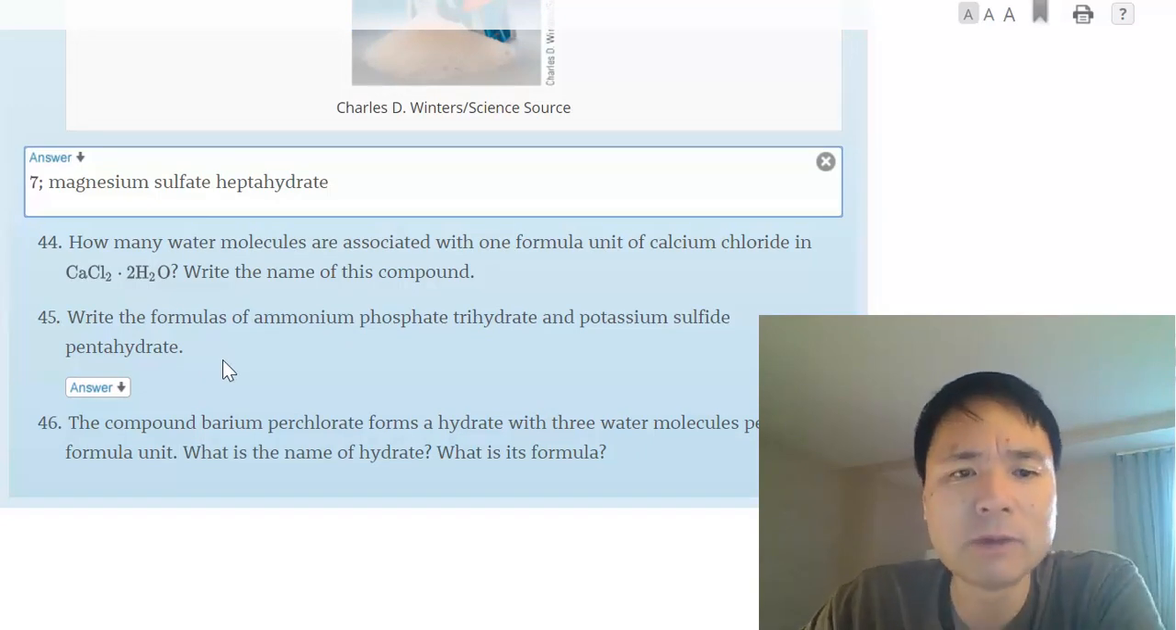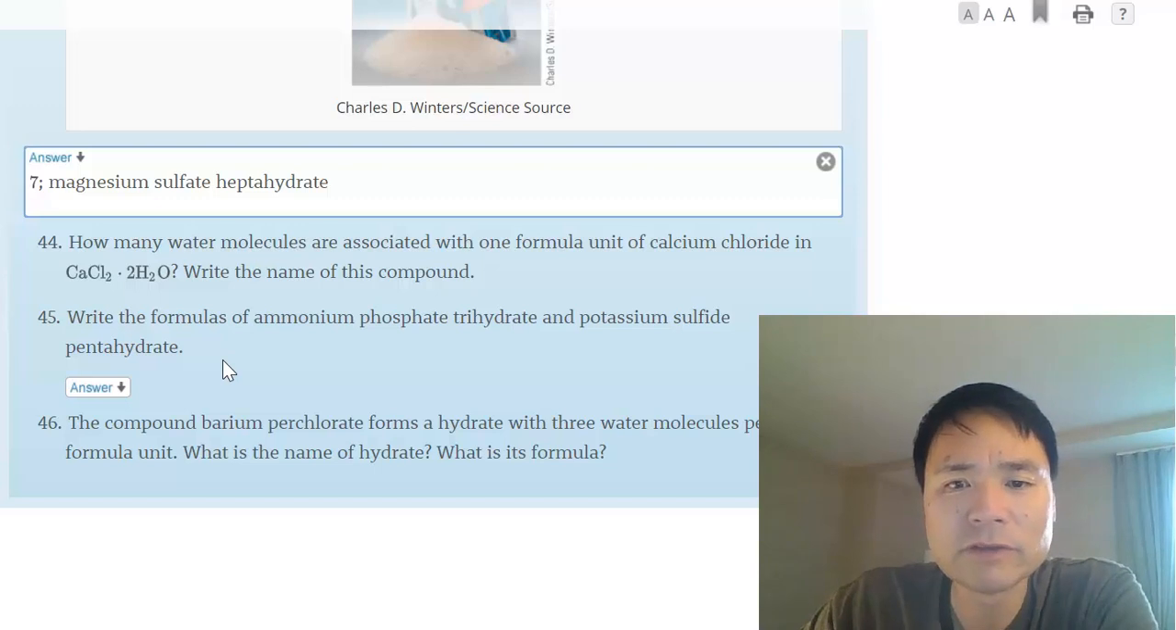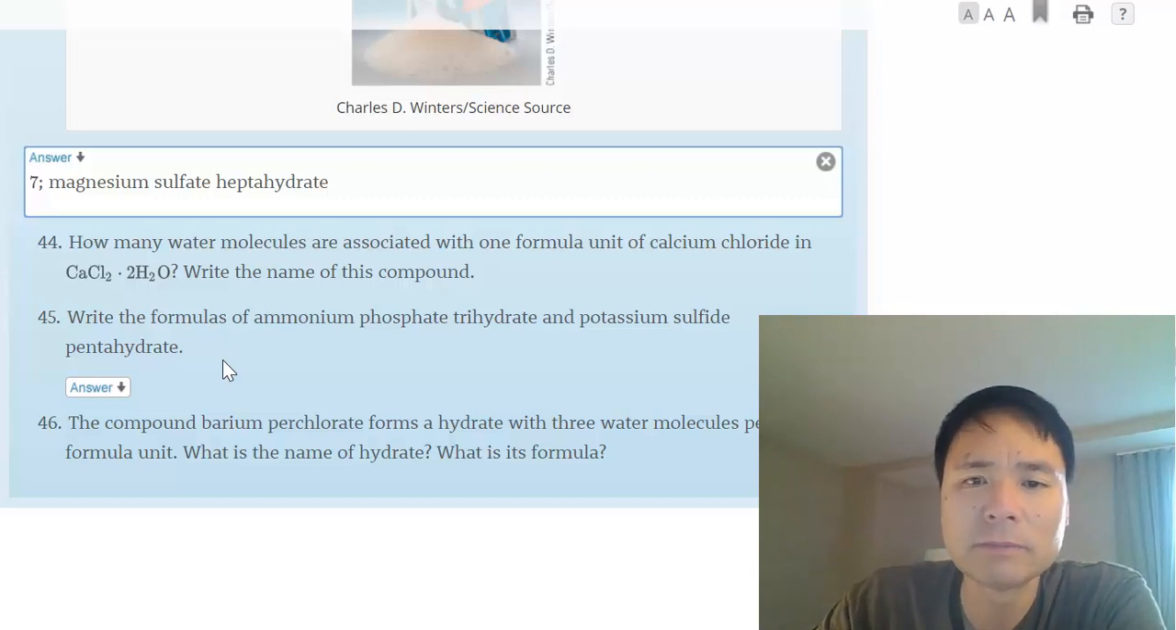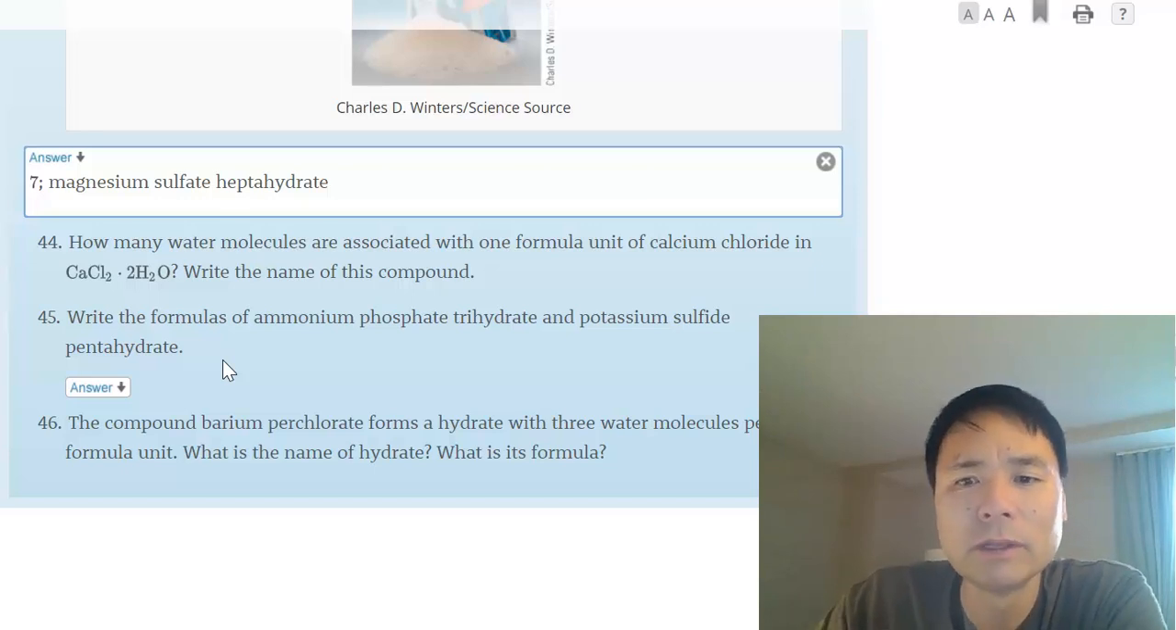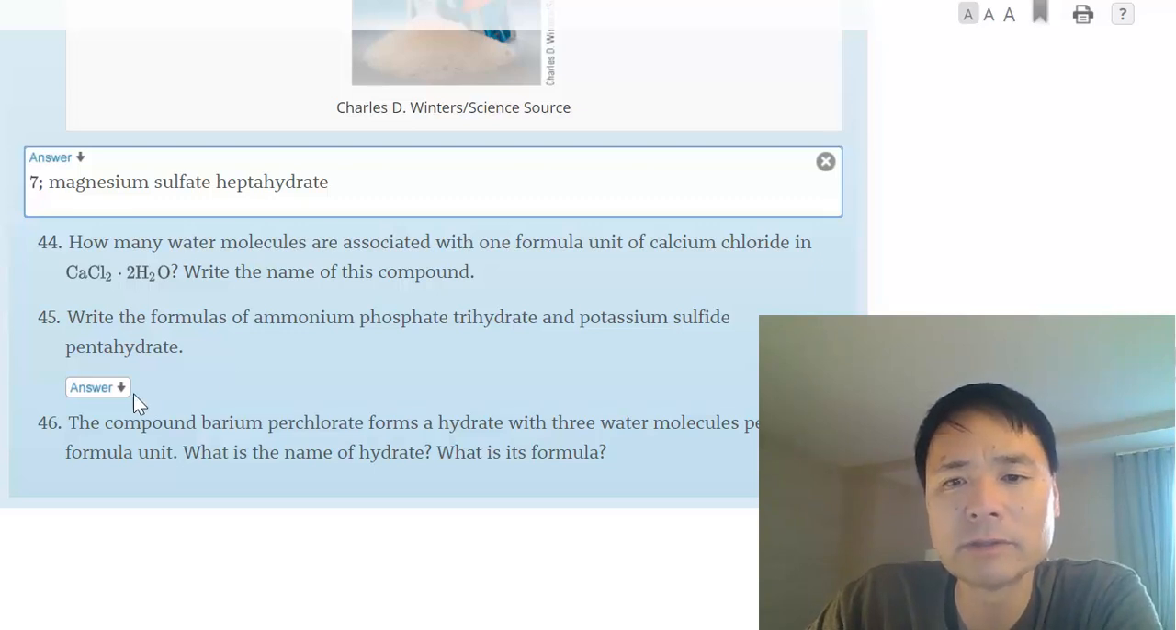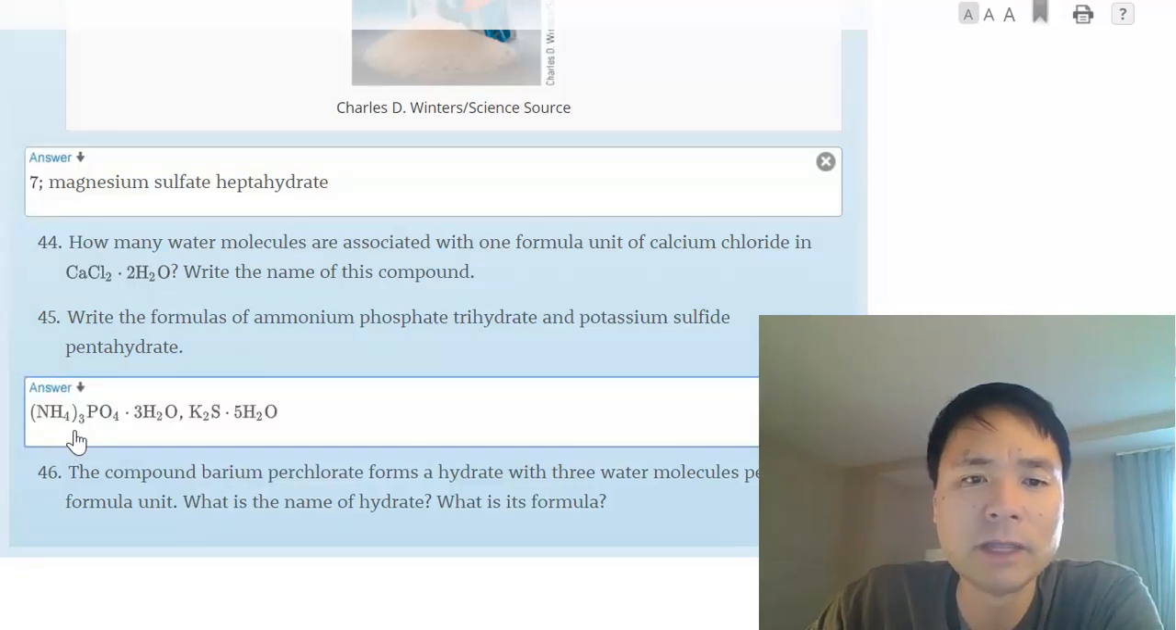Write the formulas of ammonium phosphate trihydrate. So ammonium is a +1, phosphate's a -3, so we need 3 ammoniums for every phosphate. So parentheses NH4, parentheses 3 PO4. Now trihydrate has 3 waters, so it would be dot 3 H2O. That would be that. Potassium sulfide. Sulfide is S2 minus. Potassium is +1, so it would be K2S pentahydrate. And so we put a dot 5 H2O. So here we have (NH4)3PO4 dot 3 H2O and K2S dot 5 H2O.